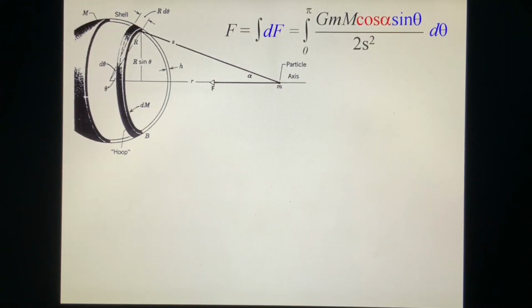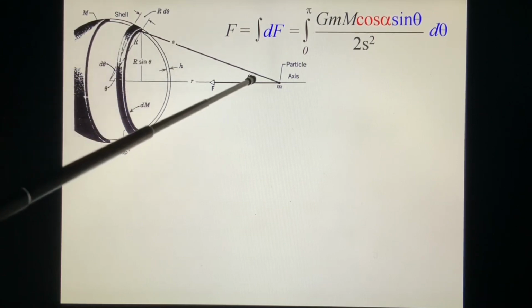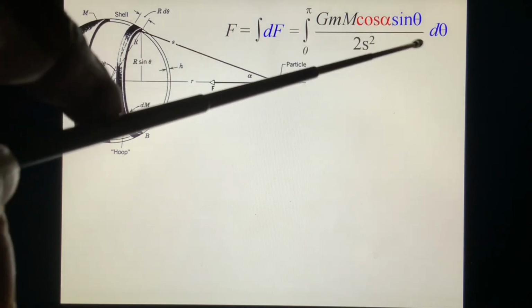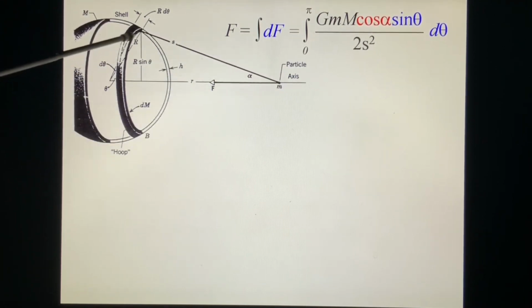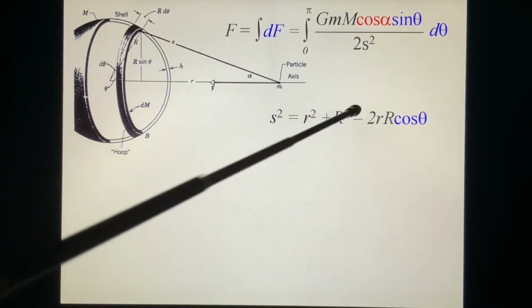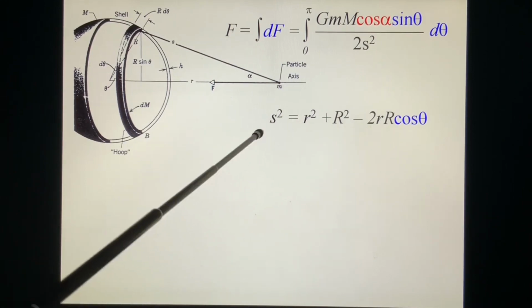The question is, when theta changes, s changes. When theta changes, alpha changes, and cosine alpha changes. So you cannot do it directly. We want to find the relationship between s and theta. This is s. In this triangle, we have a cosine law: s squared equals big R squared plus small r squared minus 2Rr cosine theta. With this one, we take the derivative on both sides.